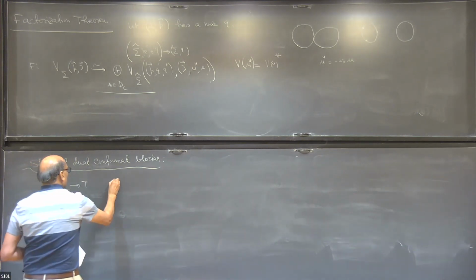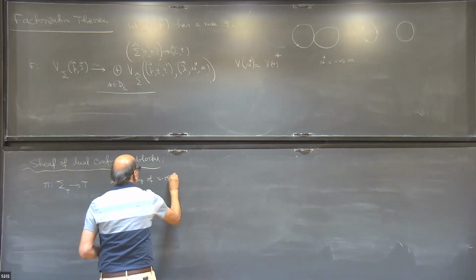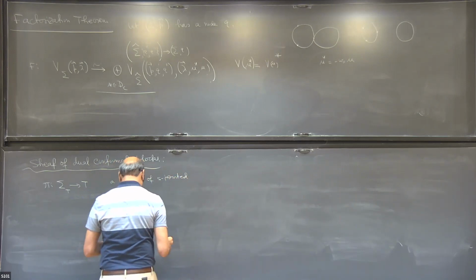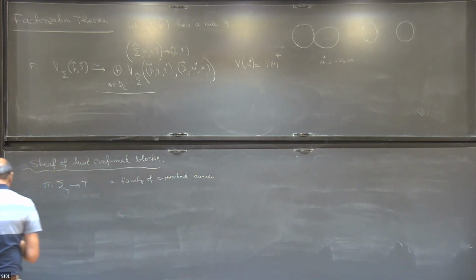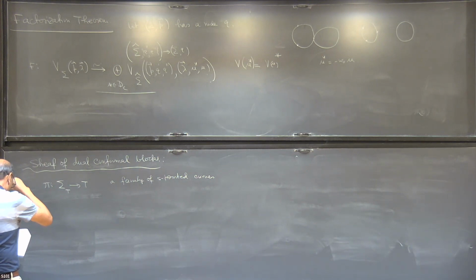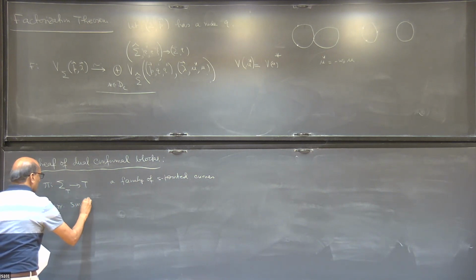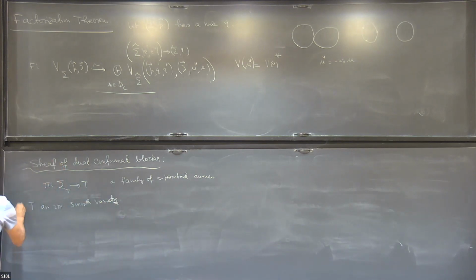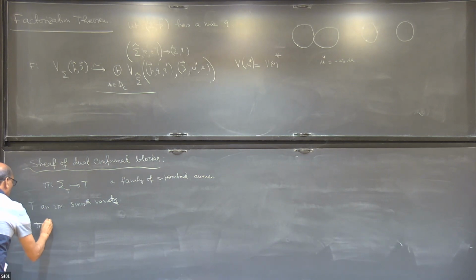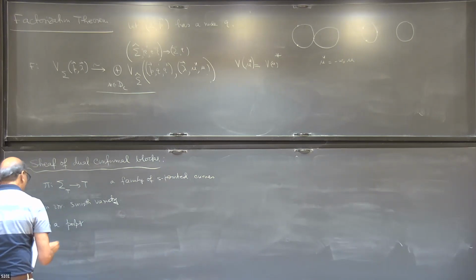And so this is a family of S-pointed curves. So what does that mean? So I am going to take T an irreducible smooth variety. And so that's one. Now pi is a proper and flat family.